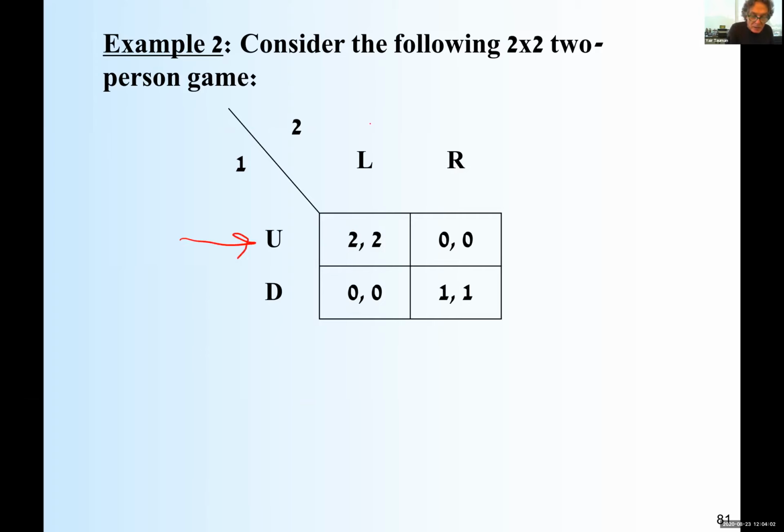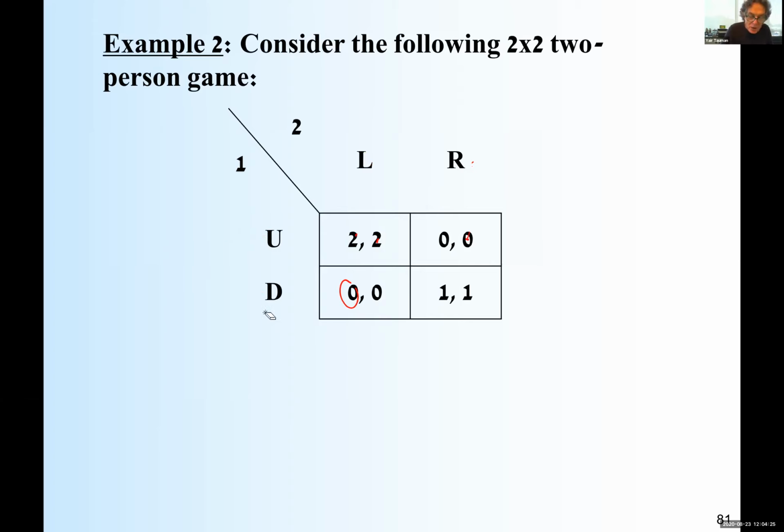Why? If we go up left, you get 2, I get 2. If you go left and I deviate to down, instead of 2, I'm going to get 0. Not good. So I have no incentive to deviate. Given that I play up, you don't want to deviate to R because if you deviate to R, you get 0. So 2-2 is an equilibrium.